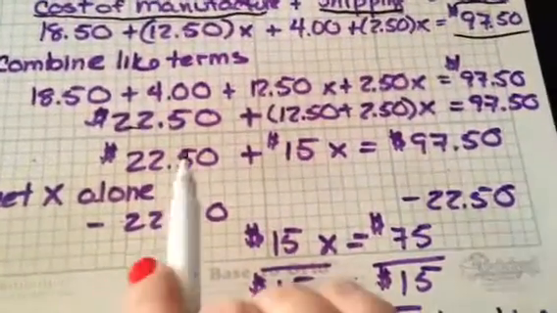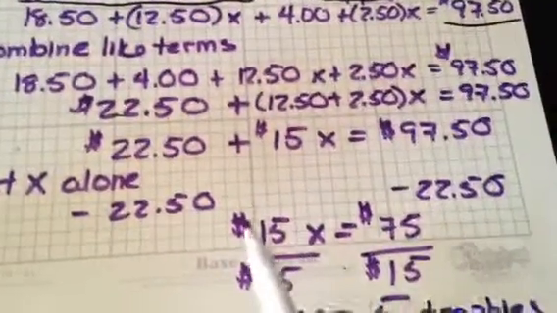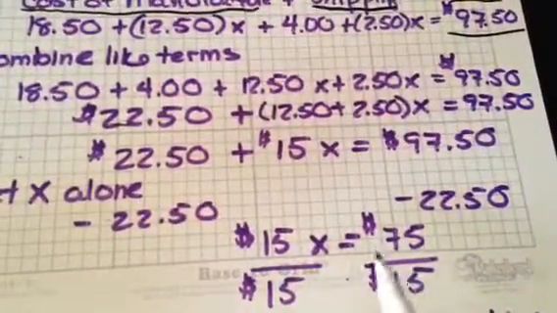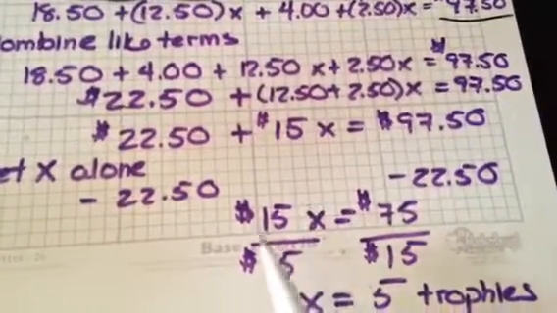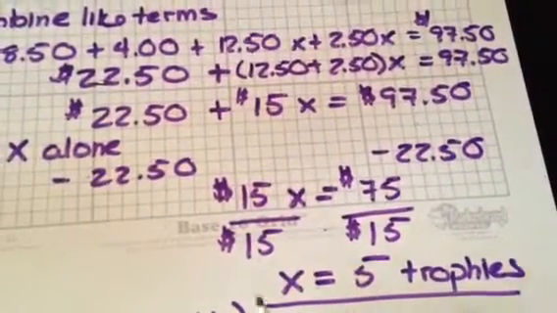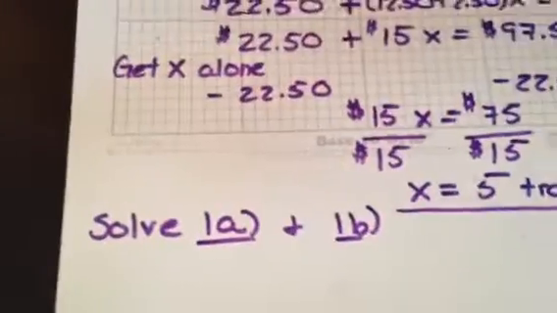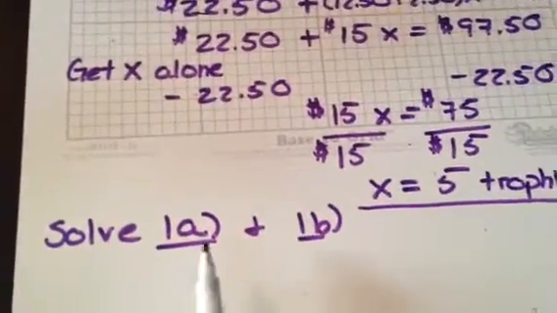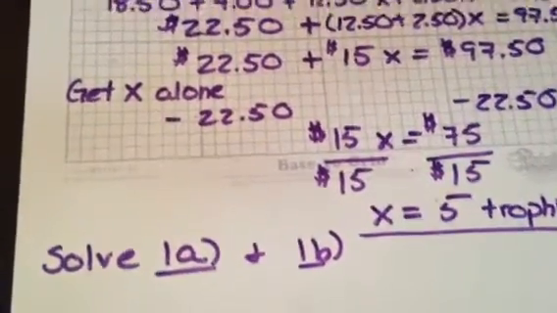Now we need to get X alone. So we're going to subtract $22.50 from both sides. And when we do that, we get 15X on this side and 75 on this side. Then to get X all by itself, we divide both sides by 15, and we get the number that they ordered, which was 5 trophies. Now this is very similar to what we've done before, so I want you to try 1A and 1B. If you have questions, make sure that you come in and ask.